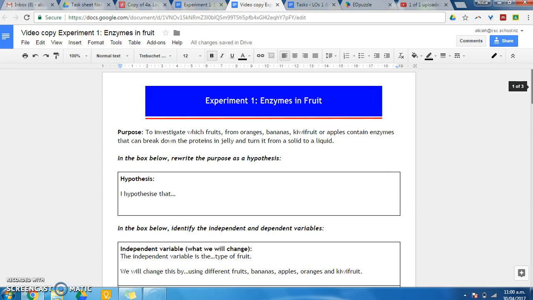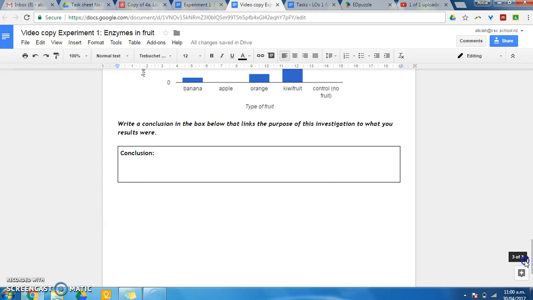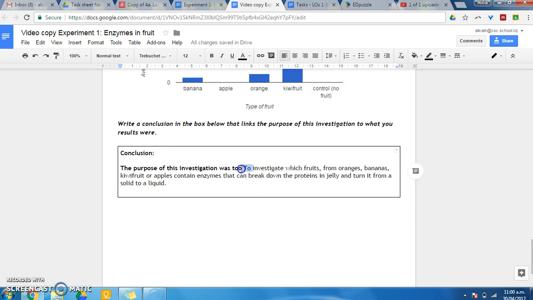If you go right back to the very top, you'll be able to see the purpose. It probably pays to copy and paste that into the conclusion box or just to rewrite it if you are doing a hard copy. I'm going to copy my purpose and stick it down here. So, the purpose of this investigation was to investigate which fruits from oranges, bananas, kiwi fruit or apples contained, because we're talking about in the past tense now, so we need to change the endings on some of the words, contained enzymes that could break down the proteins in jelly and turn it from a solid to a liquid.